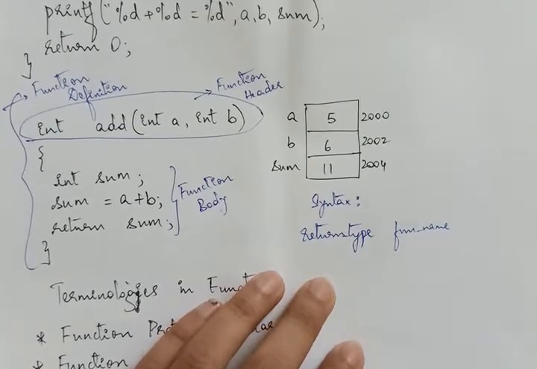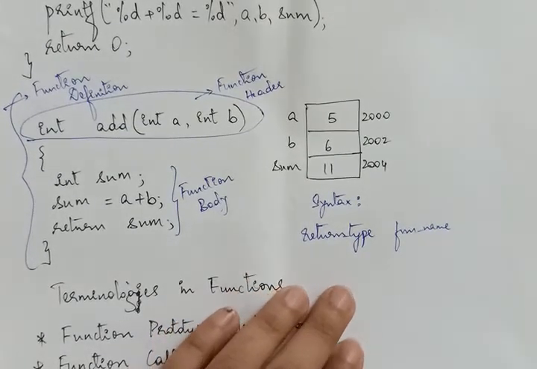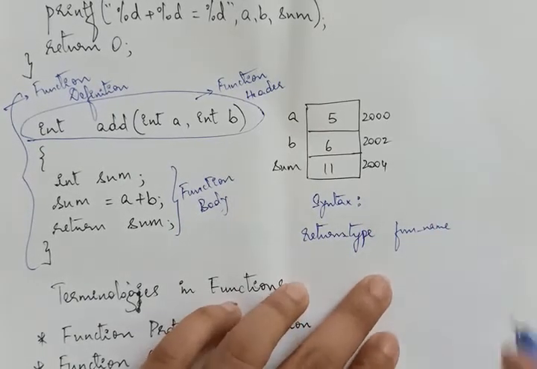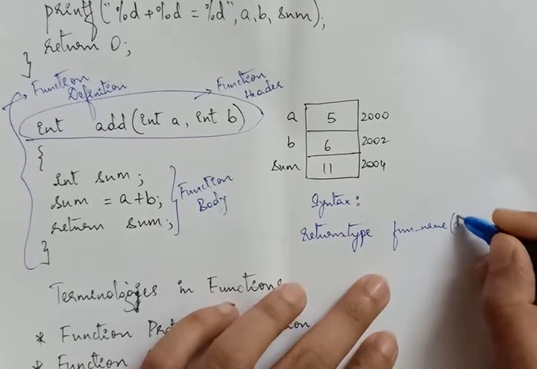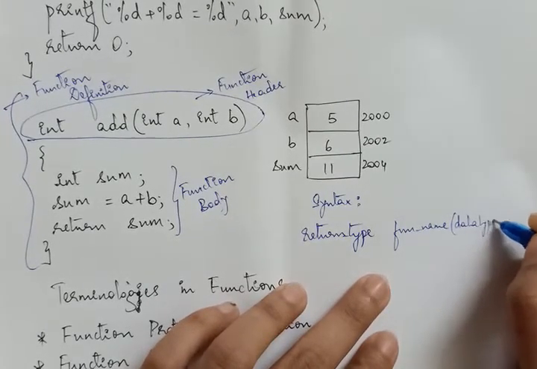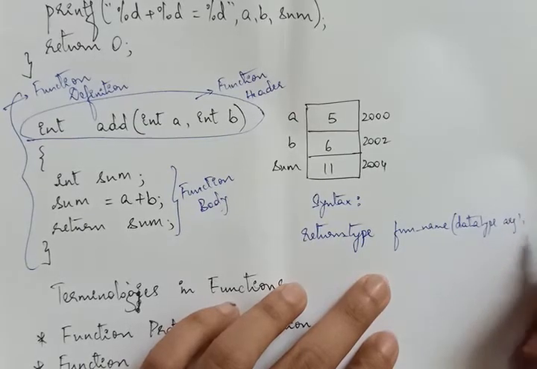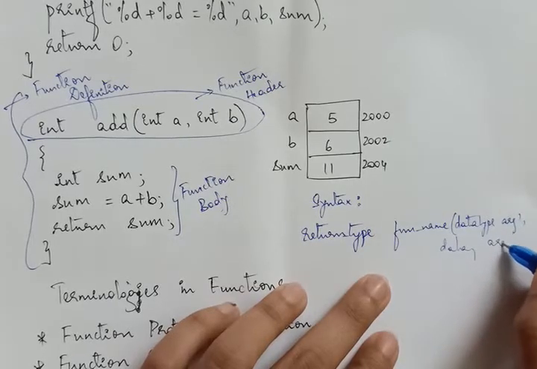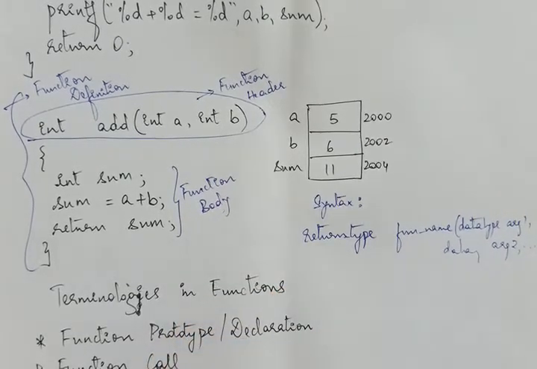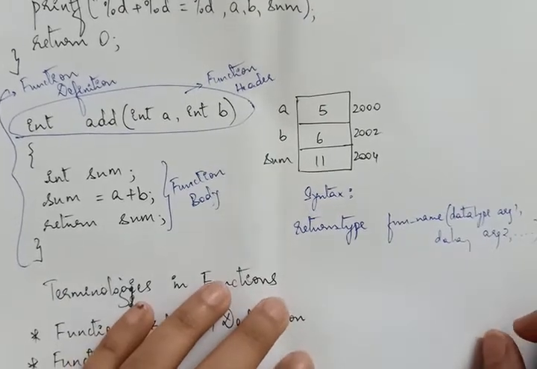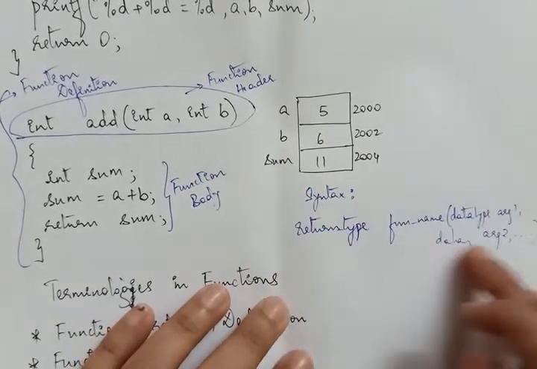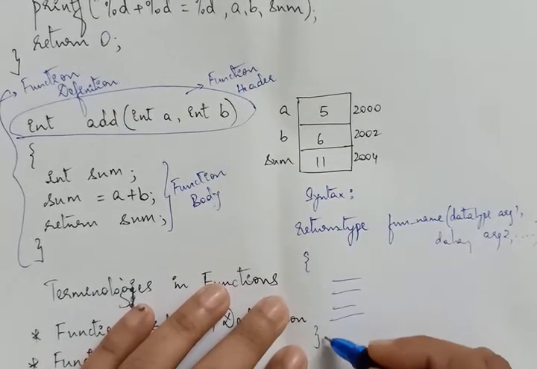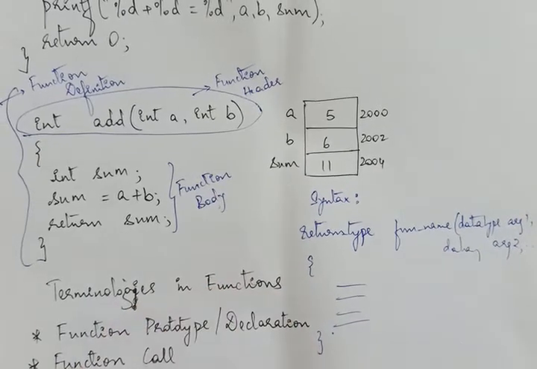Function name is nothing but the identifier. So the rules applicable for identifiers are applicable for this because it is an identifier. And you can have arguments with data type, argument 1, like that data type argument 2 and so on. You can have any number of arguments in the function header. Next, you have the function body, and you can have the return statement at the end.